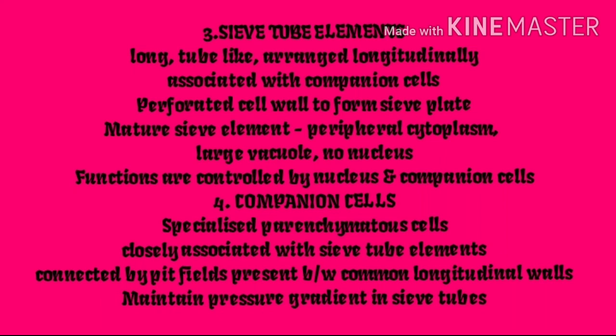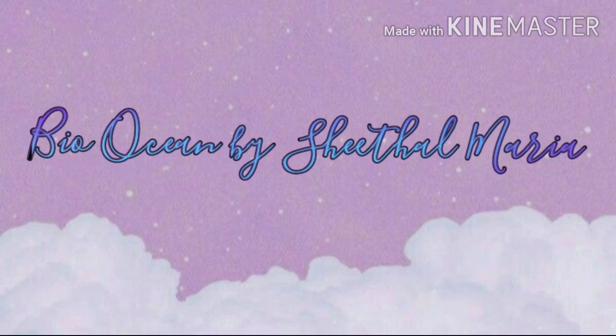The last element is companion cells, which are specialized parenchymatous cells closely associated with sieve tube elements, and the sieve tube elements along with companion cells are connected by pit fields present between their common longitudinal walls. The companion cells help in maintaining the pressure gradient in the sieve tubes. This is the general idea of what these tissues are and their characteristics.